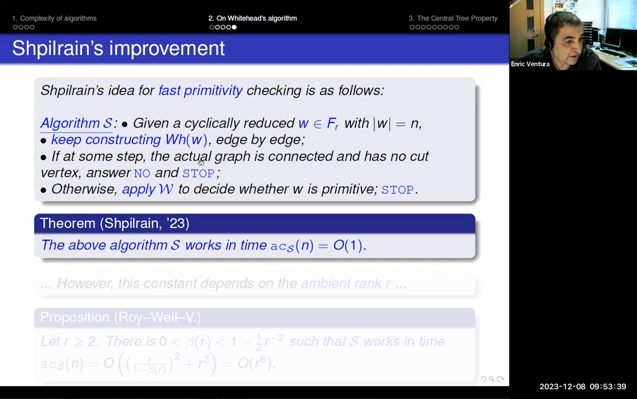So this more clever algorithm is going to stop with probability tending to 1 in many cases, and very few cases will require the construction of the full graph and the application of the classical algorithm.